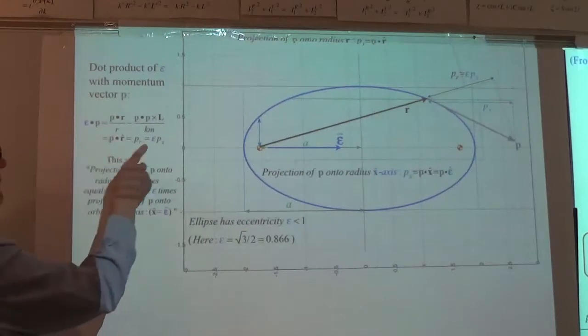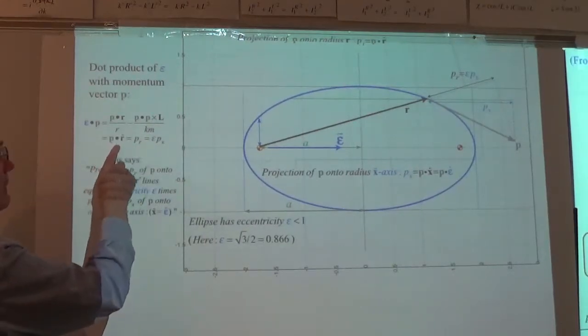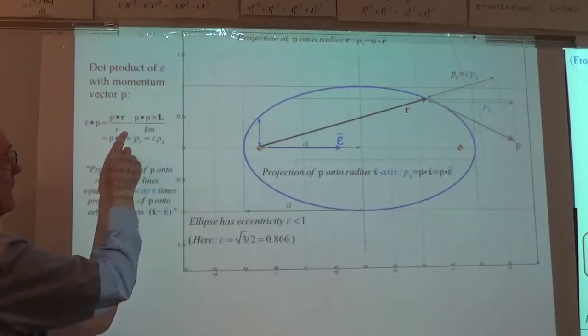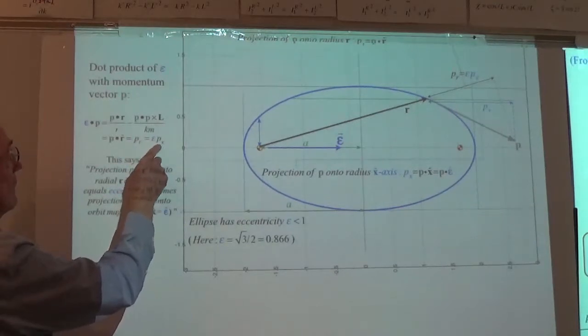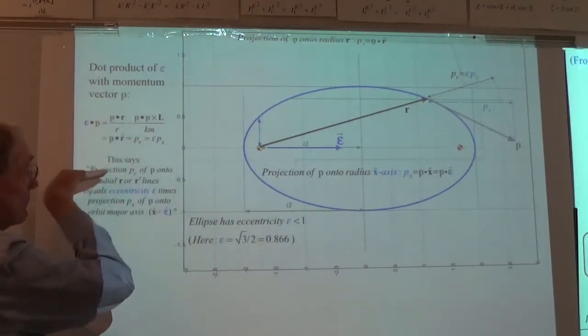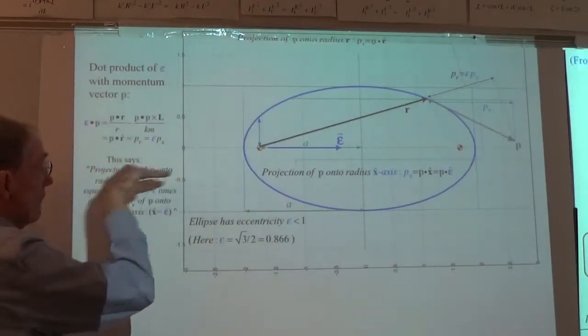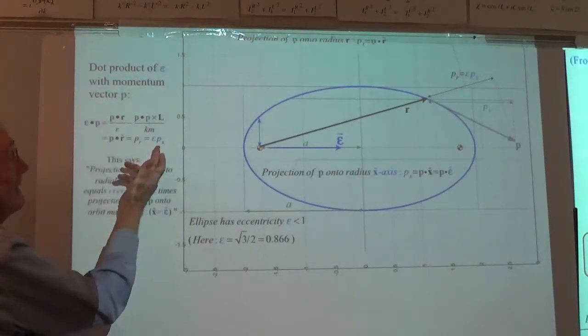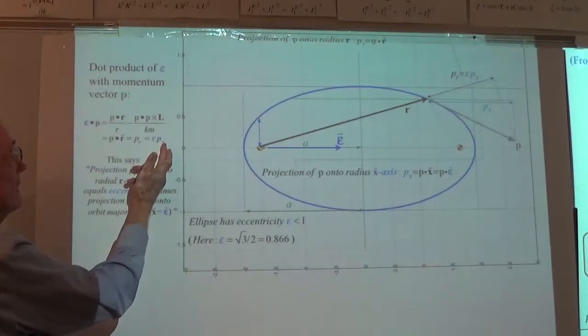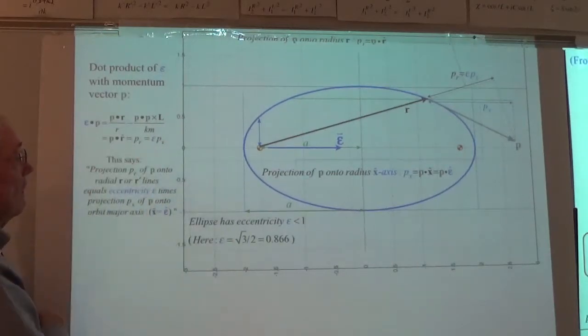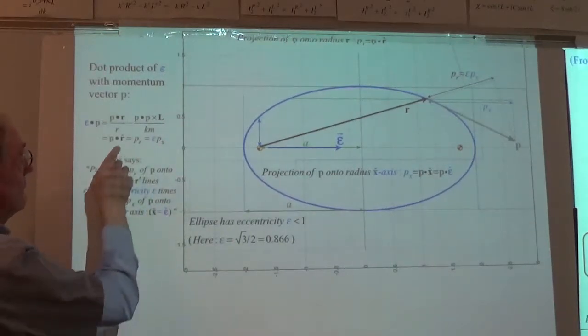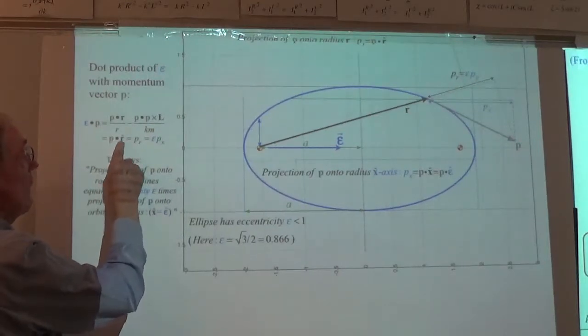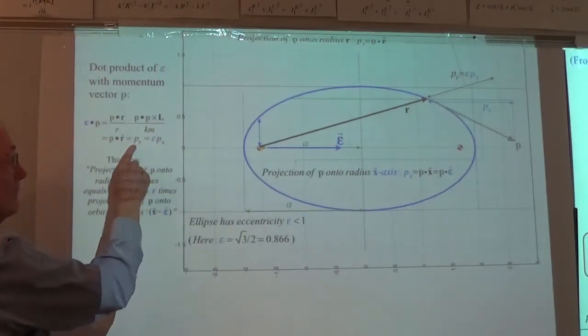Basically what we're getting out of this is epsilon times p. Now epsilon, as we found out, is pointing along the x axis. When I dot p with epsilon, I'm taking the x component of p in that product. And then this thing right here is p dot r unit, so that really is the r component of p.